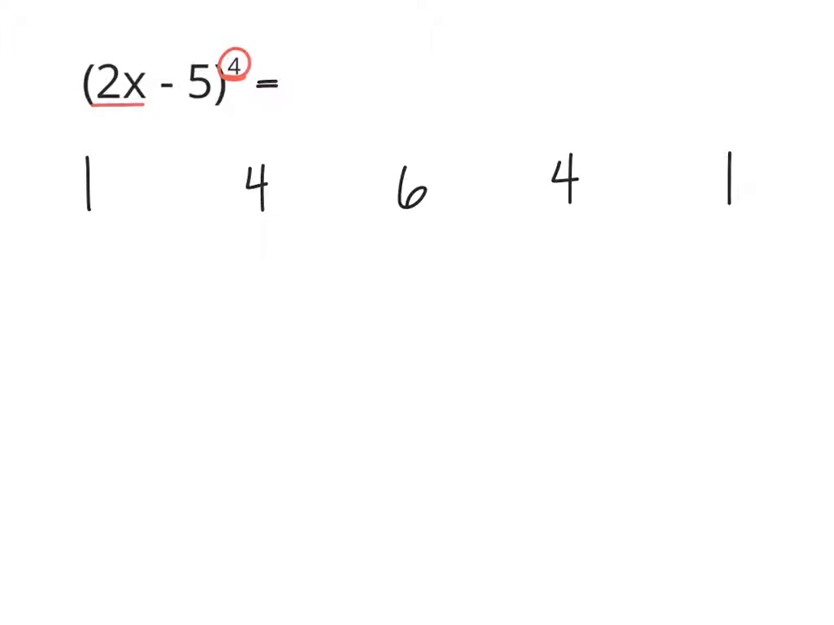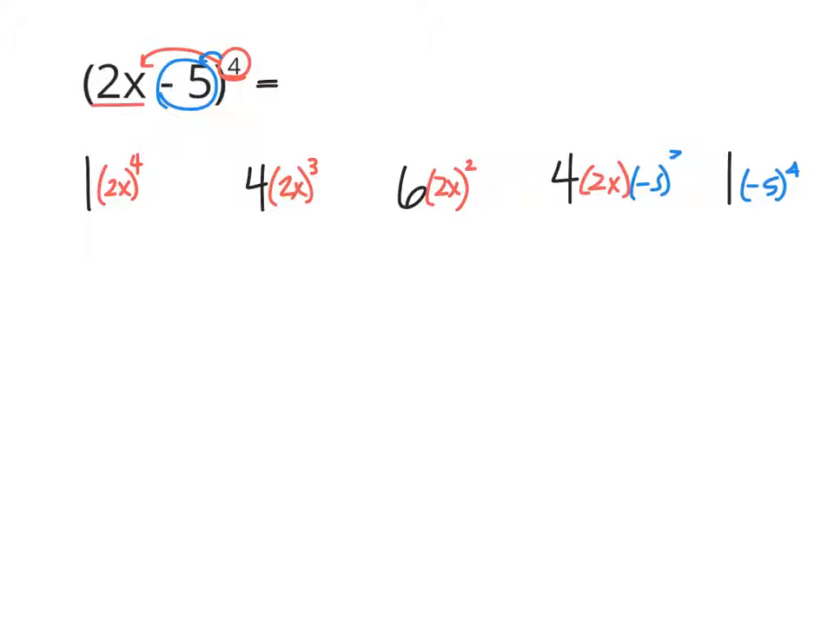So I know the first term starts at the 4th power and then it's going to count down. So I'm going to call this times (2x) to the 4th. That's really hard to read. And then I'm going to do times (2x) to the 3rd, times (2x) squared, times 2x, and then nothing. And then I know that this last term starts at the fourth at the end and then counts up going the other direction. So if I do that, I'm going to have times (-5) to the fourth, times (-5) to the third, times (-5) squared, times (-5), and then nothing on the front term.